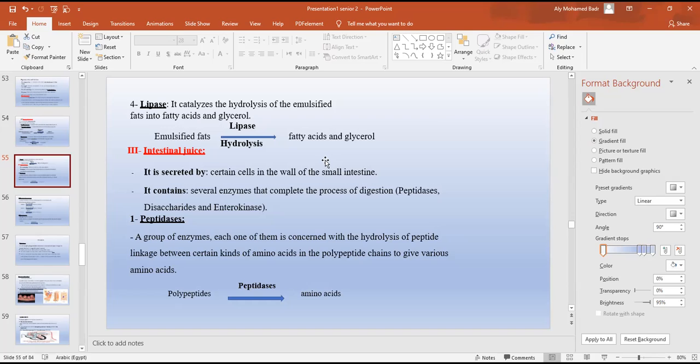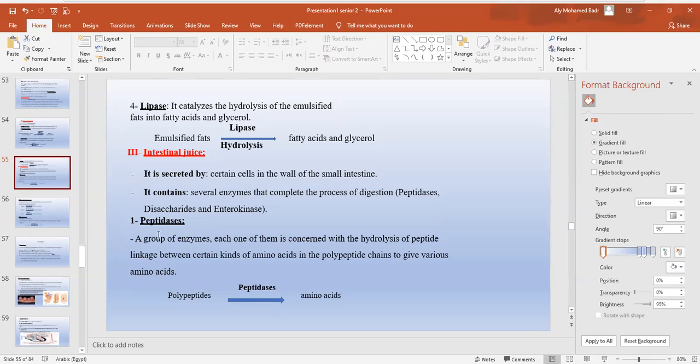All of that happens inside the small intestine, the upper part, which is called the duodenum. Number three, the intestinal juice. Intestinal juice is also secreted inside the small intestine, inside the duodenum. It is secreted by certain cells in the wall of the small intestine. It contains several enzymes. The intestinal juice will complete all the digestion. The remaining food will be broken down into smaller units.